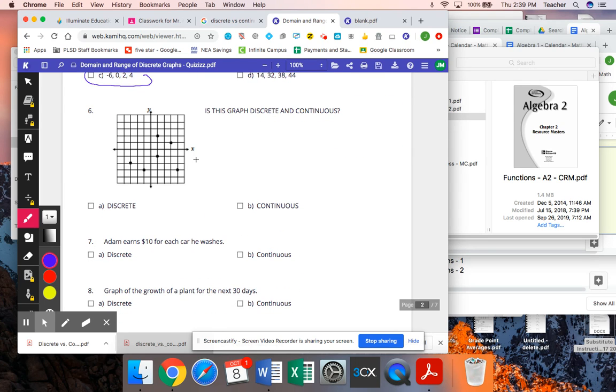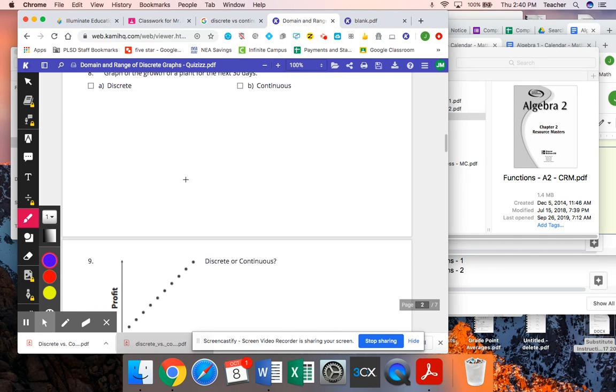All right, is this continuous or discrete? I do want to do that one. Because it's not all connected, this is a discrete graph. And I could ask you for the domain and range. If I ask you for the domain, you'll be looking for this number, this number, this number, and this number on the x-axis. If I were looking for the range, I would look for this number because I have points on that level, this number because I have points on that level, and this number and that number on the y-axis.